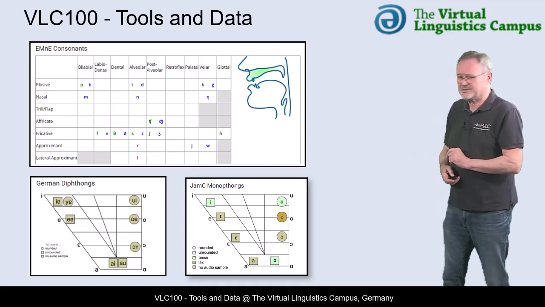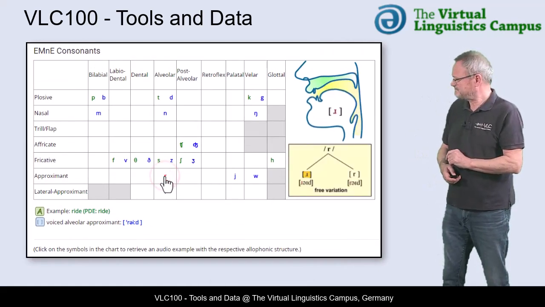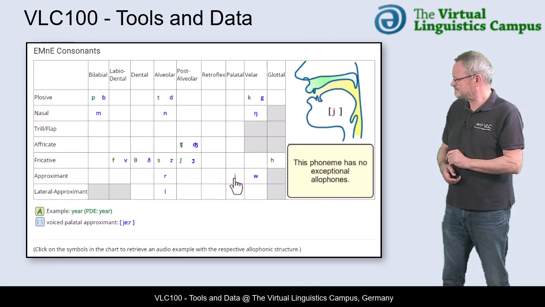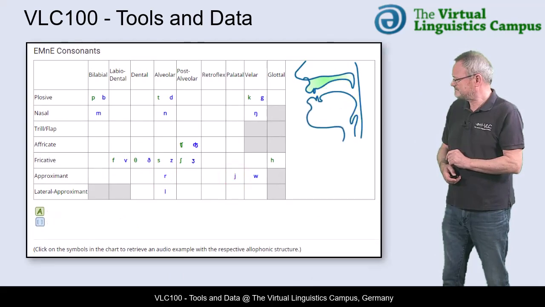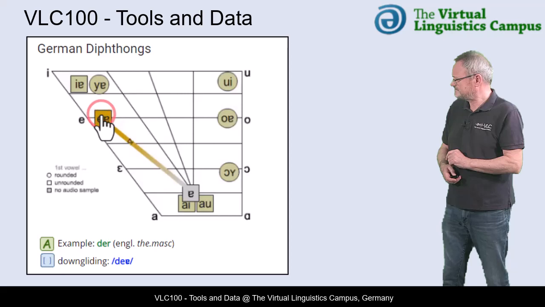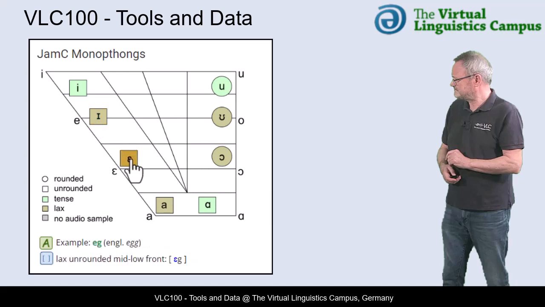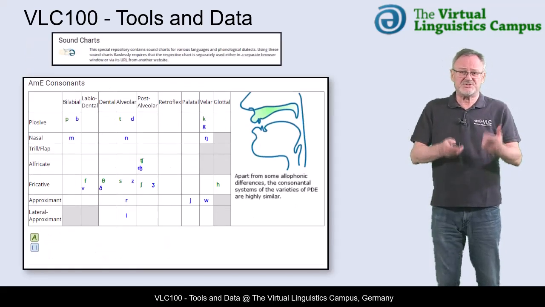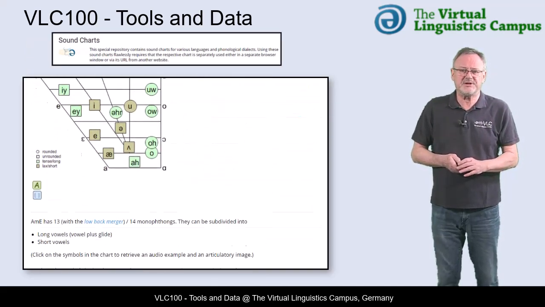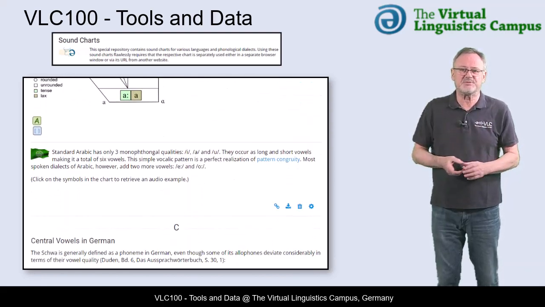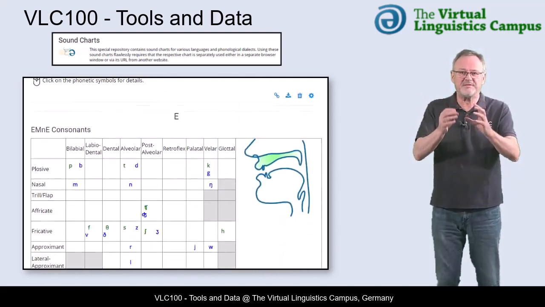Here are some examples. Raid. Year. Deer. Vorhang. Iguana. Egg. Just scroll through this multimedia database and click wherever possible to find out about the wealth of information contained in it.